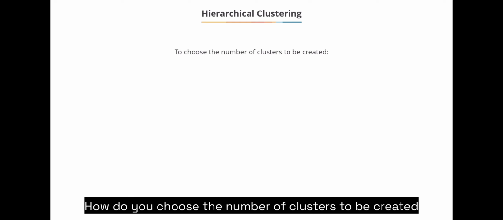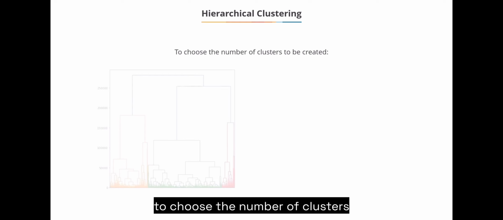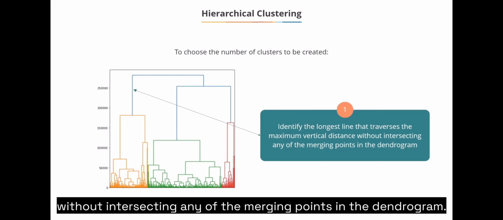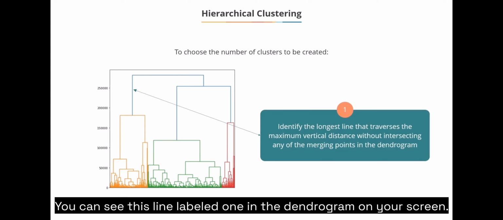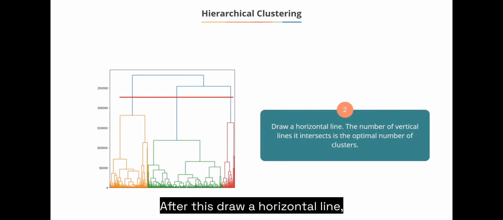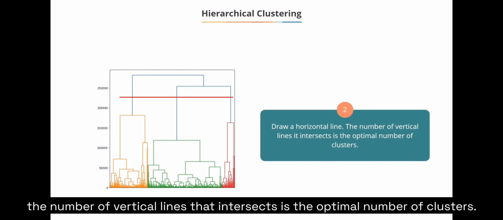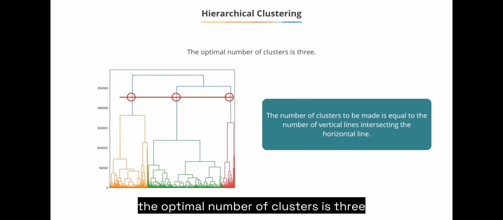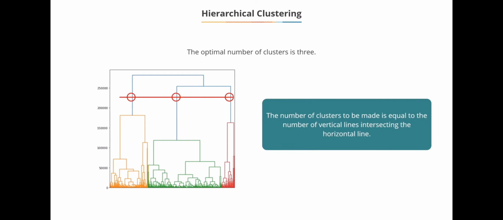How do you choose the number of clusters to be created? To choose the number of clusters, identify the longest line that traverses the maximum vertical distance without intersecting any of the merging points in the dendrogram. You can see this line labeled 1 in the dendrogram on your screen. After this, draw a horizontal line. The number of vertical lines it intersects is the optimal number of clusters. In the figure you see on your screen, the optimal number of clusters is 3.